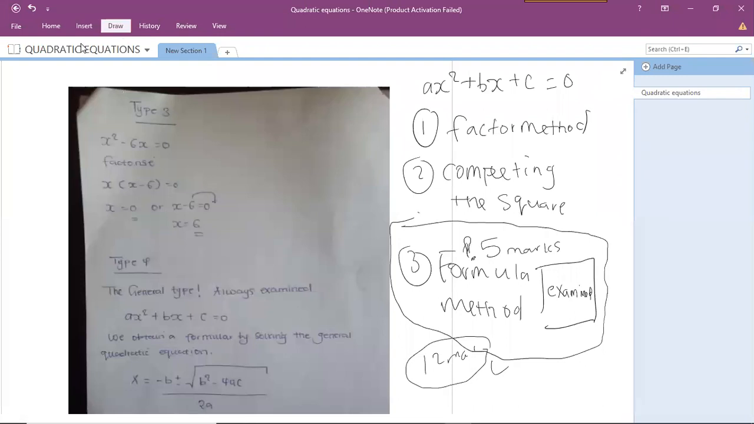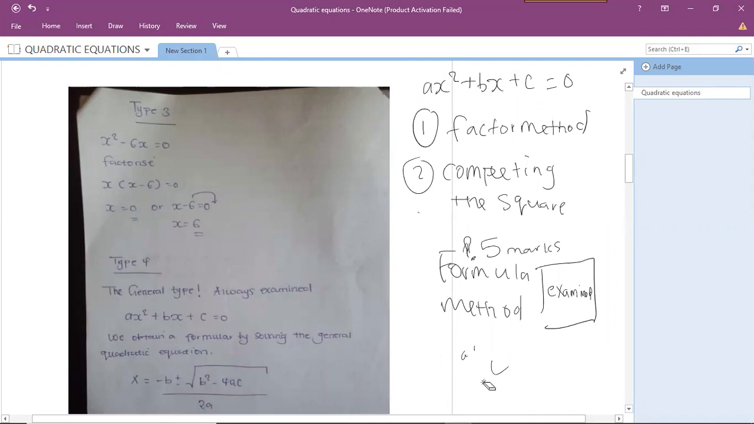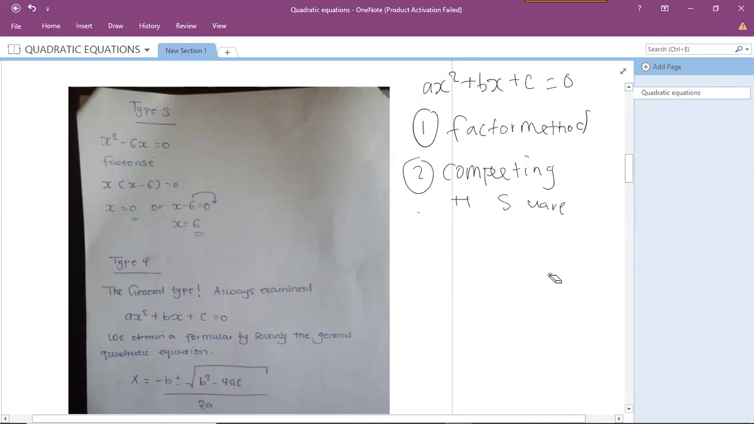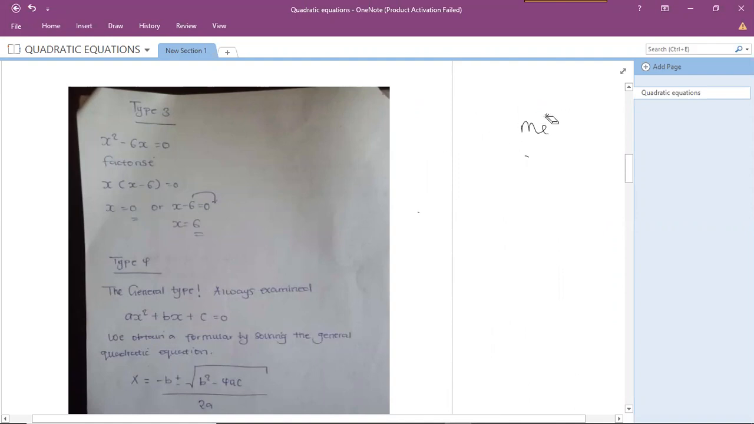Okay, so the completing the square method, the formula method carries a lot, 5 marks. As you are writing the notes properly, you should also buy some highlighters so that you can be highlighting while you're studying. So you have to know this formula.